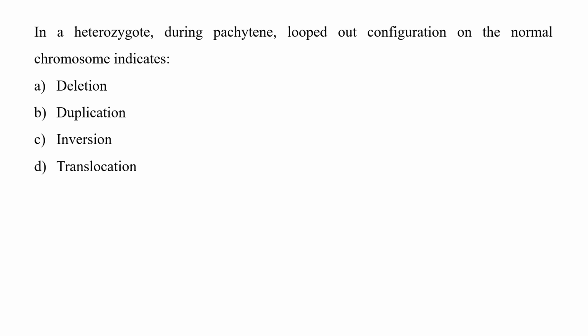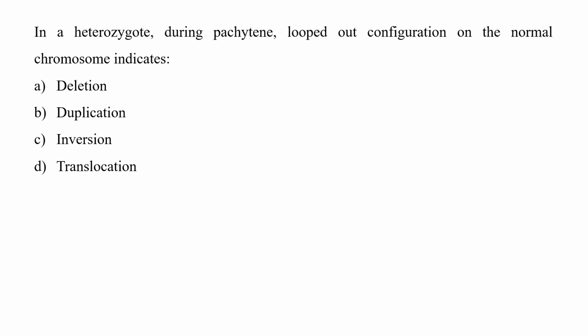The question is, in a heterozygote during pachytene stage, looped out configuration on the normal chromosome indicates. So four options are given. It is inversion. It occurs when a chromosome segment is detached, flipped around 180 degrees and reattached to the rest of the chromosome. As a result, the order of segment genes is reversed.